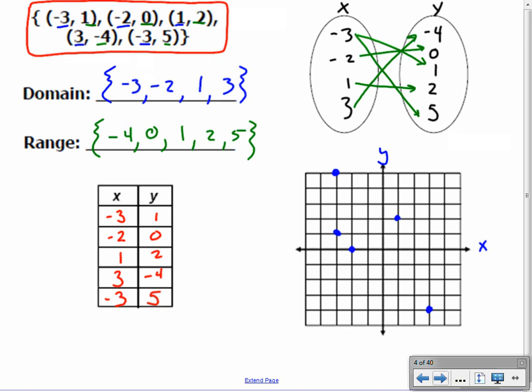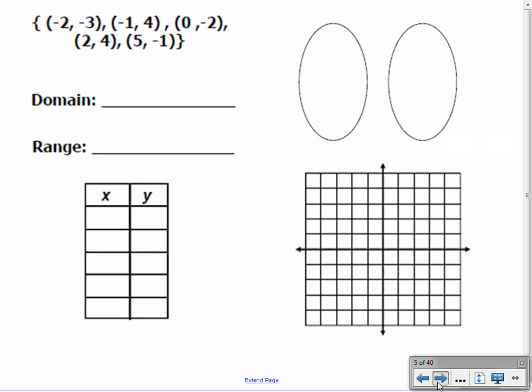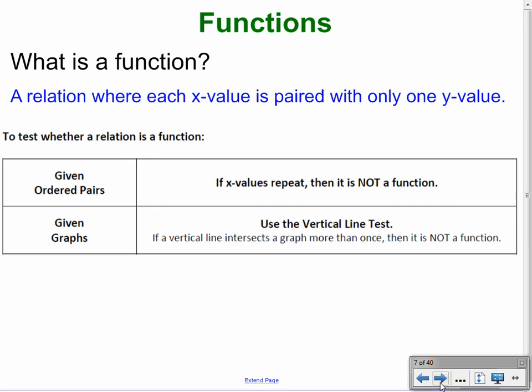So let's expand on this. This is what a relation is. It's pretty basic. Now, let's add a condition. Let's say I had a relation where each of my x values is paired with exactly one y value. If that's the case, that relation is what we call a function. A function is a relation where each x value is paired with only one y value.